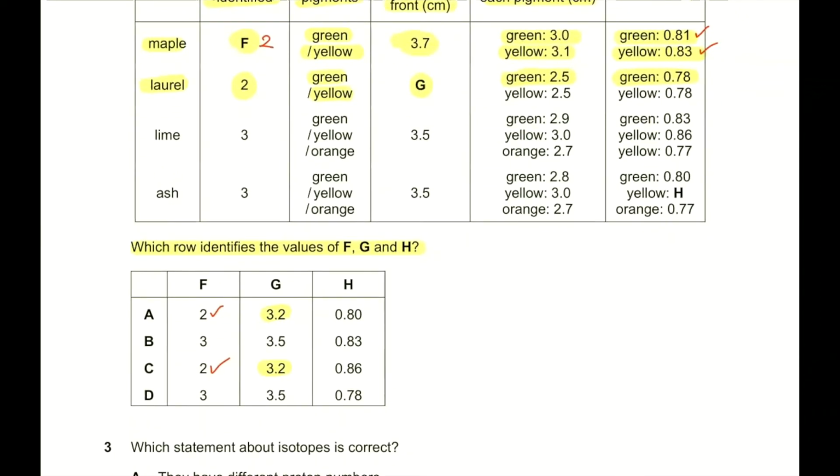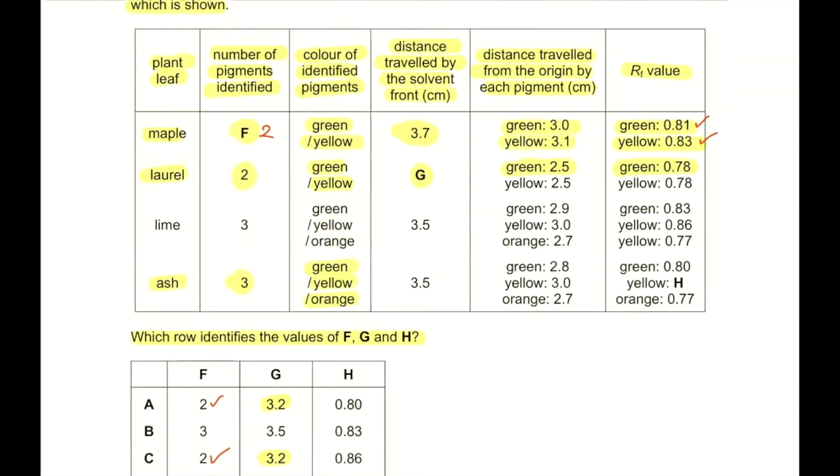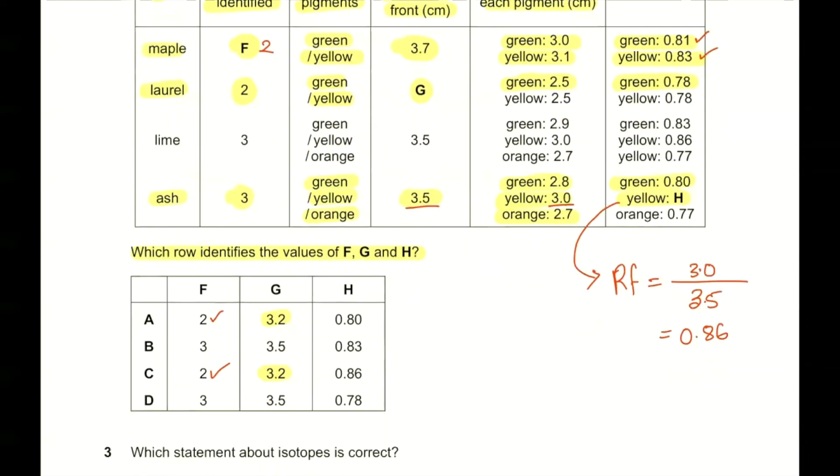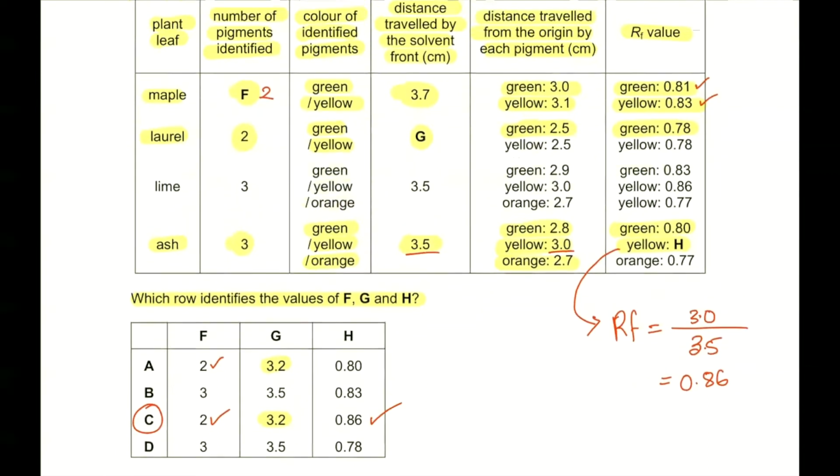Now for H. So guys, for H, we can see in the ash, there are 3 pigments: green, yellow, orange. The distance traveled by the solvent front is 3.5. For green, 2.8. For yellow, 3.0. Orange, 2.7. Green 0.80 and yellow H is missing. Guys, for this particular yellow, we can find out the RF value. So the RF value will be the distance traveled by the yellow, which is 3.0, divided by the distance traveled by the solvent front, which is 3.5. So 3.0 divided by 3.5 gives us 0.857, 0.86. So we can see 0.86 will be the correct answer. So guys, for question number 2, C will be the correct answer.